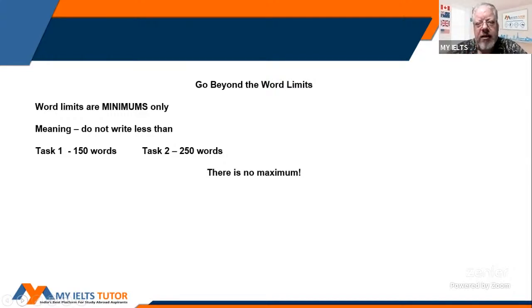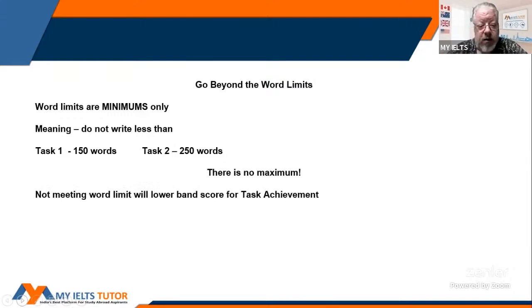There's no maximum. So for task 1, you could write 200 words, and as long as you stick to the topic, it's fine. Task 2, you can write 300 words, 350, as long as you stick to the topic, it's fine. And as I said, not meeting the word limit will lower your score for task achievement, and again, that will affect your overall band score.